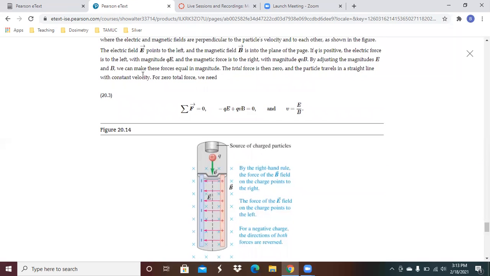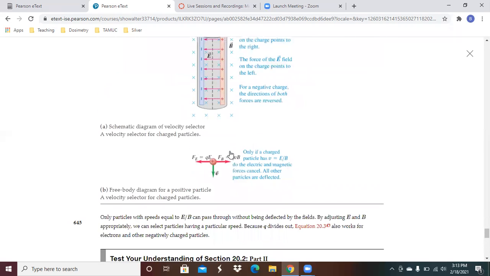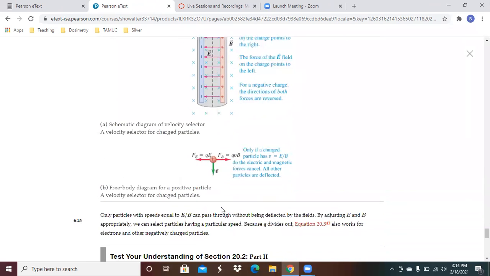If q is positive, the electric force is to the left with magnitude qE, and the magnetic force is to the right with magnitude qvB. By adjusting the magnitudes E and B, we can make these forces equal in magnitude. Then the total force is going to end up being 0, and the particle travels in a straight line with a constant velocity. For 0 total force, we need the sum of the forces to be equal to 0. So the force due to the electric field plus the force due to the magnetic field offset each other, and you end up with 0. Solving this equation gives you v equals the ratio of E over B. So if you know what both of those are, then you know what the velocity of the particle is.